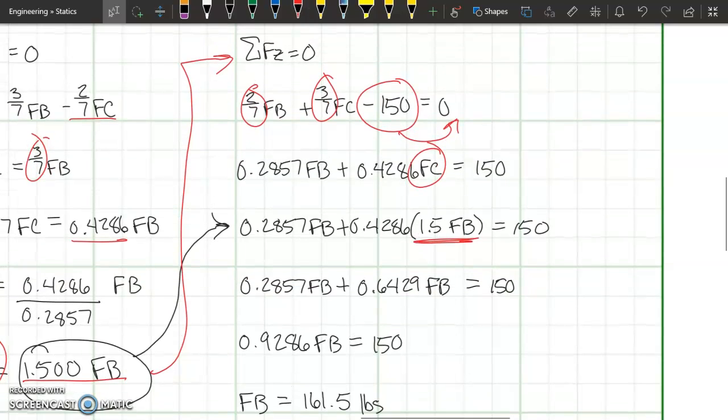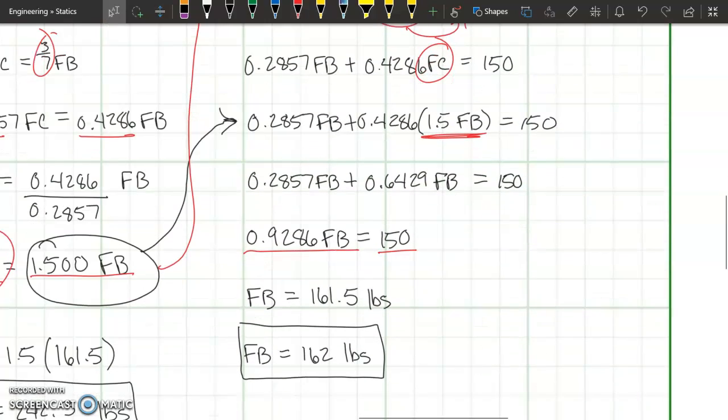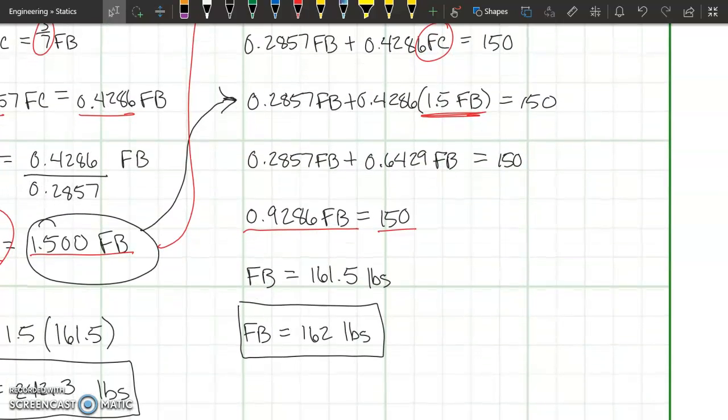This gives us only one unknown variable. That way we can solve for it. Doing so gave us 0.9286 FB is equal to 150. Dividing by 0.9286 on either side of the equal sign gives us FB is equal to 161.5 pounds. When rounded, FB equals 162 pounds.